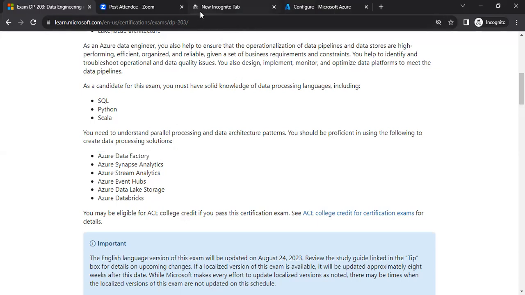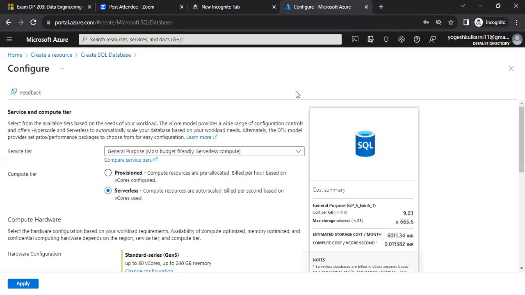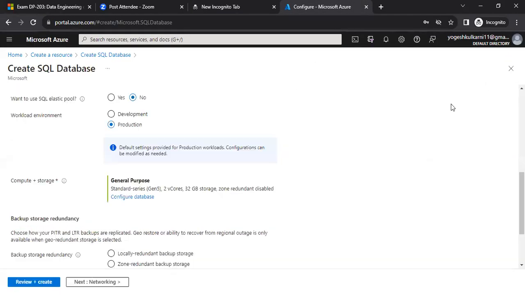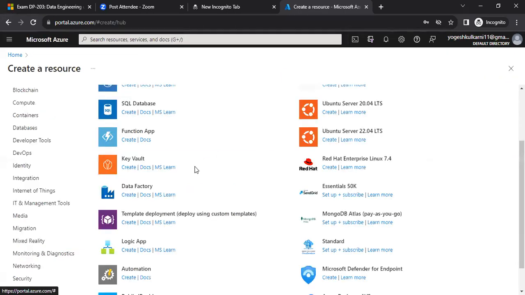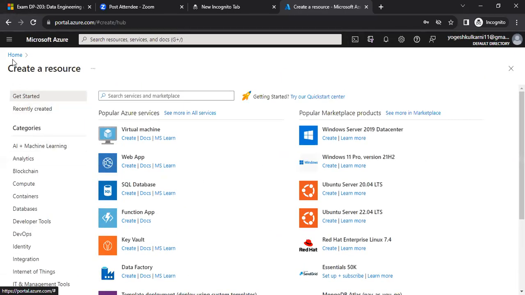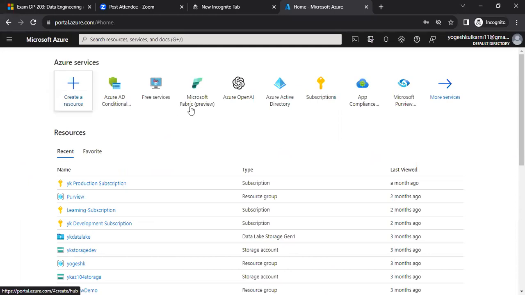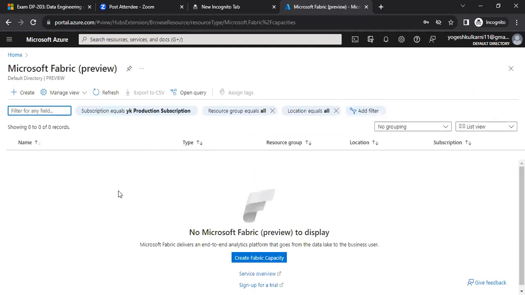Also, that is not available to use outside of the organization. Microsoft Fabric is only available to organizations, and it is still in preview mode. So you need an organization account.